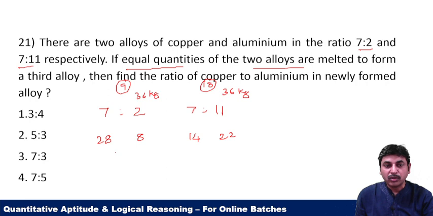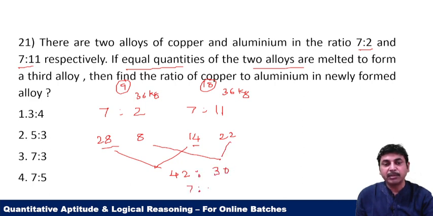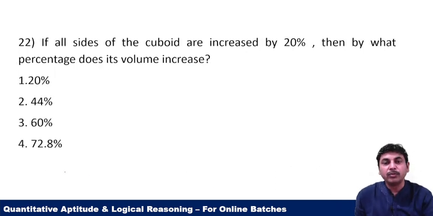So just add the total copper you are adding. That is 28 plus 14, that is 42, and 8 plus 22, that is 30. And if you simplify this, it will be 7 to 5. Okay, let us go for this.